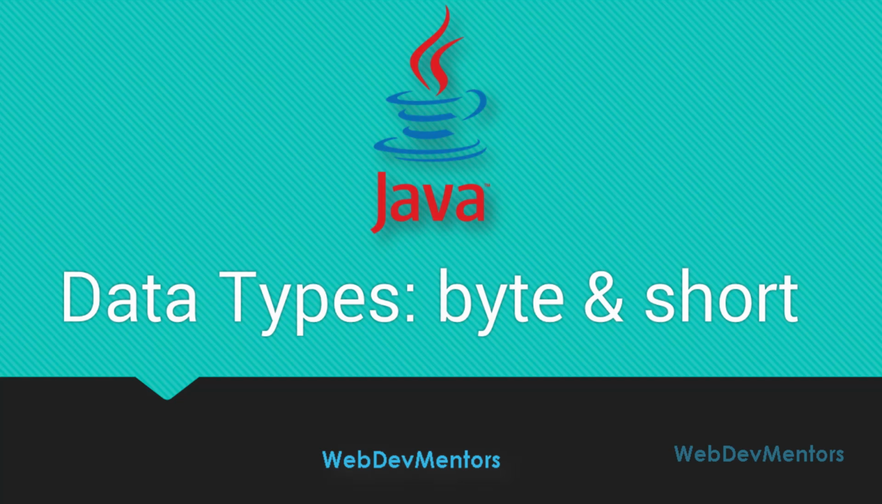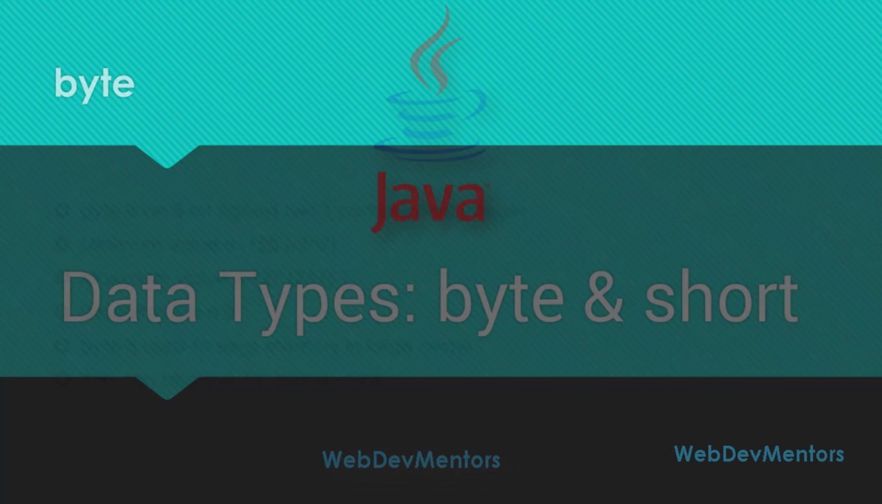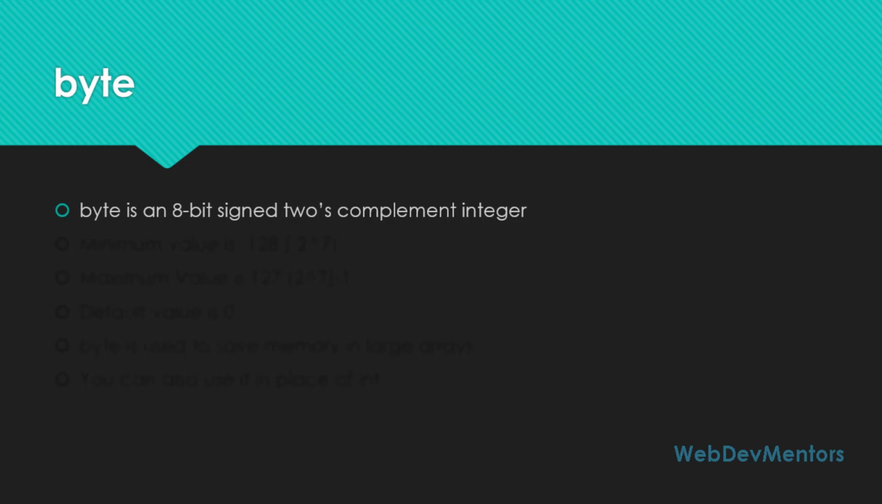So in this video, we're going to see about data types, byte and short. Byte is an 8-bit signed 2's complement integer. So when it is an integer, it can be used to store numerical values. It can be either a negative numerical value or a positive numerical value. But the difference between a byte and integer is the range in which you can store the numerical values. Byte has a relatively smaller range when compared to the integer.